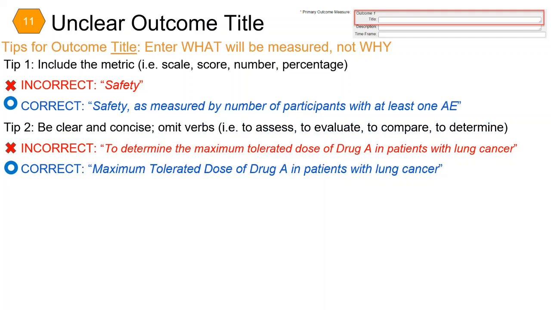Tip 2, the title needs to be clear and concise, and you have to omit verbs. To assess, to evaluate, to determine, you have to remove those because an outcome is a noun. So it's different from the protocol aim and objective, right? What I have seen is that an investigator or coordinator puts in a protocol objective, such as we aim to assess the safety of drug A. That will not be accepted.